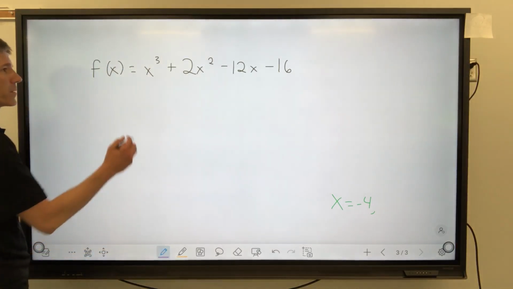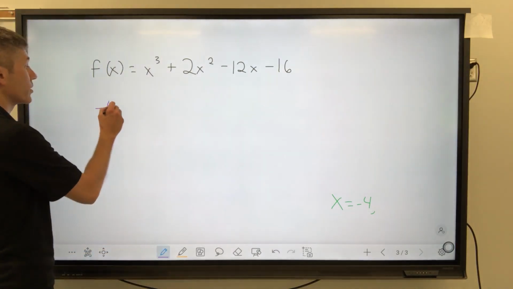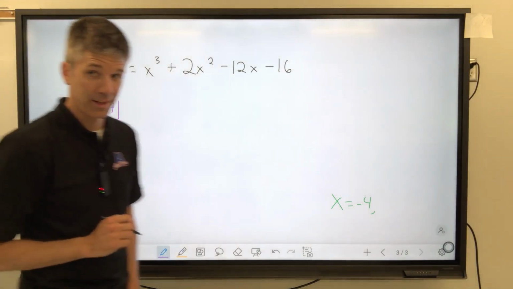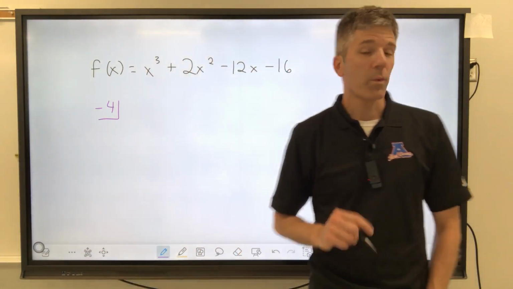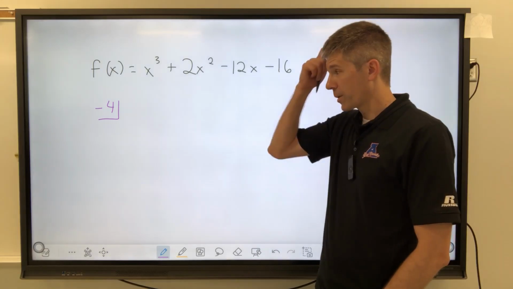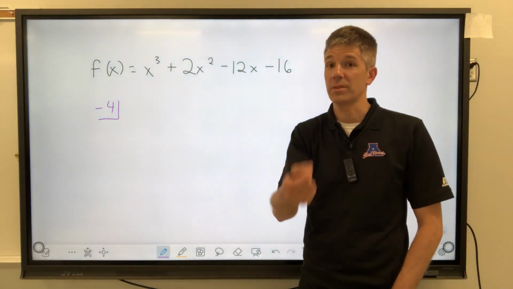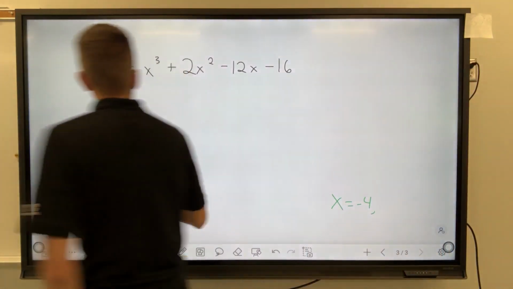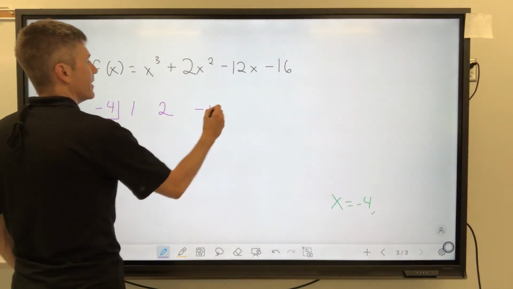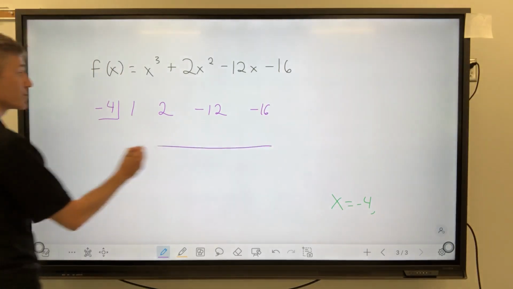Purple. You're welcome. So we're going to take that -4. We are not going to change the sign of the -4. We're about to go into some synthetic division. We're not going to change the sign, because it was the root itself. That was not the factor. The factor would say x plus 4. We're going to take -4 and divide it out. This is where synthetic division comes in so handy.